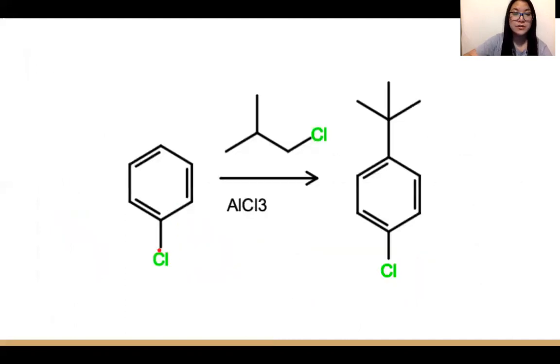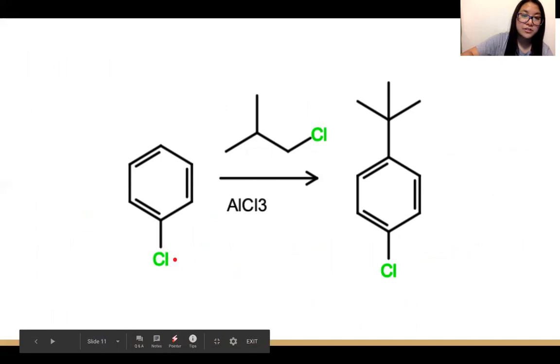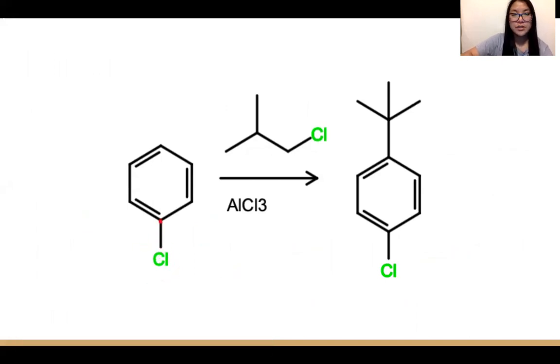So this is another example. Here we have a halogen, chlorine. Notice I put it on the bottom, just to remind you guys that ortho, para, and meta, it's all relative. So this reaction right here is Friedel-Crafts alkylation, and this results in this product. It is the para substituted product, and notice that this is the most substituted product.